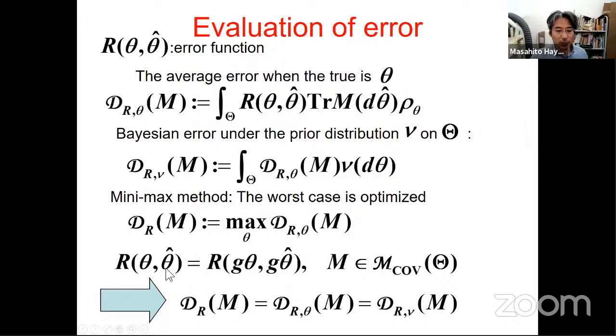Now we assume this group covariant condition. This is a symmetry condition for the error function. Under this condition, we have this result. If the error function satisfies this condition and also our estimator satisfies the covariant condition, then these three quantities become the same. So if these two conditions are satisfied, this error function does not depend on theta. In that case, minimax error and Bayesian error become the same. So in that case, it is enough to consider only one point due to this covariant condition.